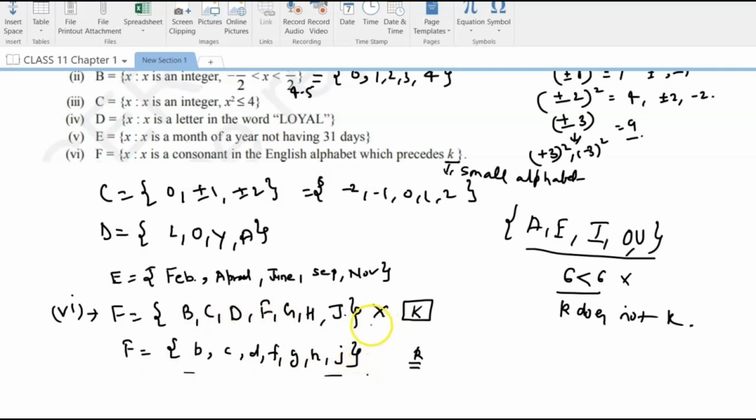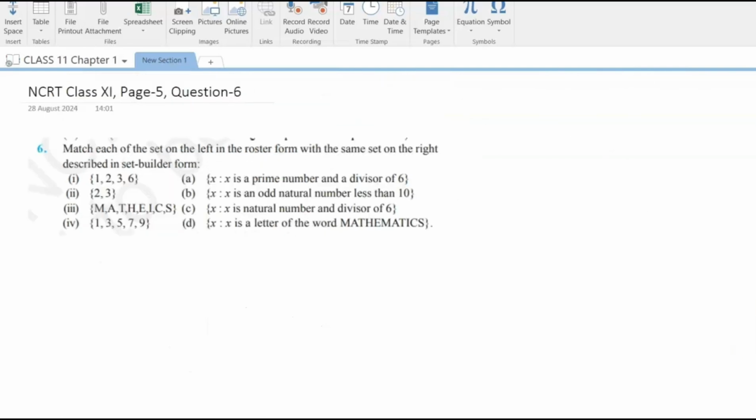Okay, let's see the last question of this chapter. Match each of the sets on the left in the roster form with the same set on the right described in the set builder form. So we have solved an example like this also. So we will first solve the sets on the right side. The sets that are given in set builder form, we will first write them in roster form and then we'll match them.